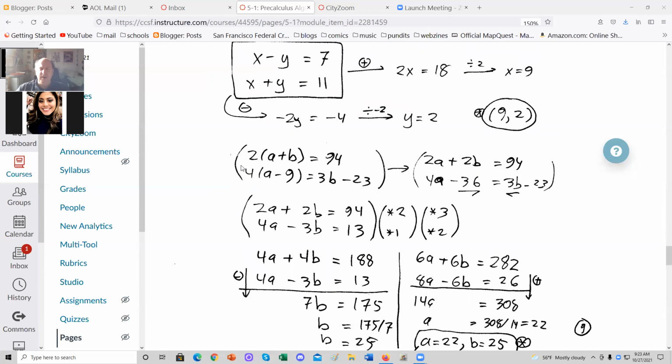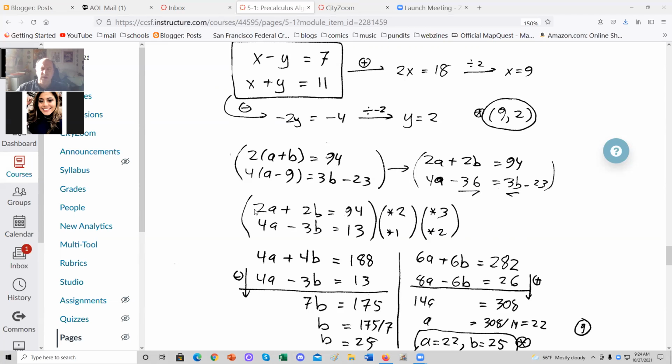Now here we have a rather messier one. Twice a plus b equals 94. 4 times a minus 9 equals 3b minus 23. Oh boy, we have to do some cancelling out, some simplification, some distributing. Distributing the 2 here, we get 2a plus 2b equals 94. Distributing the 4 here, we get 4a minus 36 equals 3b minus 23. Okay, for this one, let's move the 36 to the right and the 3b to the left by appropriate additions and subtractions.